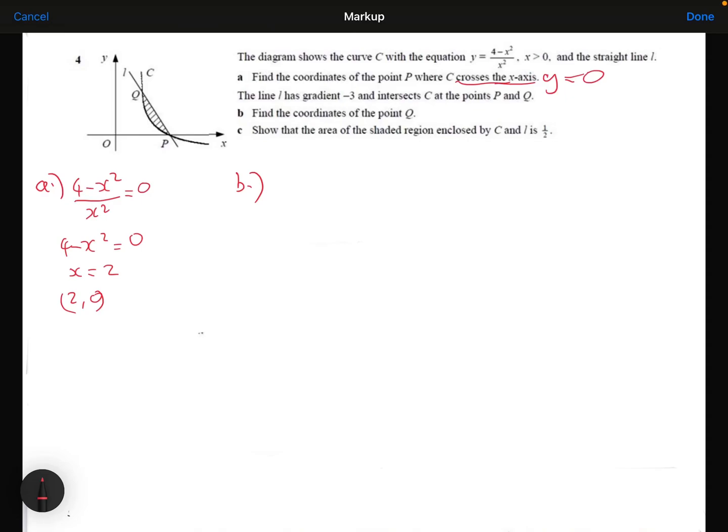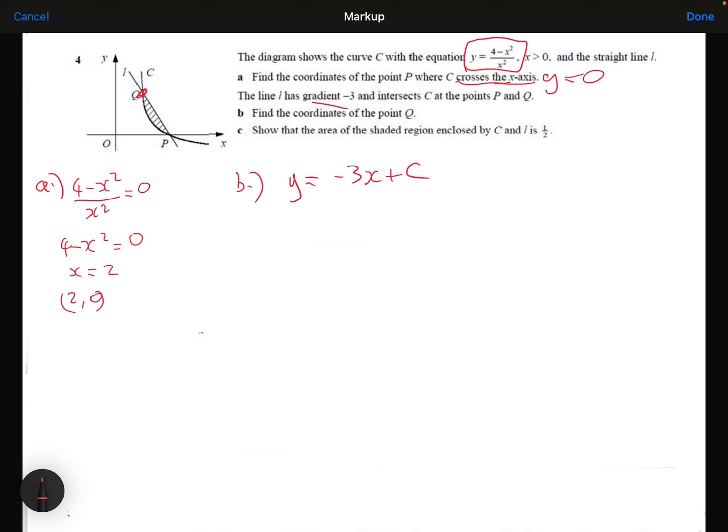Okay, so for 4b, we want to work out the coordinates of point Q there. We can see that that is where the line L intersects the curve. I know the equation of the curve. I need the equation of the line so I can do simultaneous equations. So to get the equation of the line, I know it has gradient minus 3. So straight away I can write down y equals minus 3x plus c.